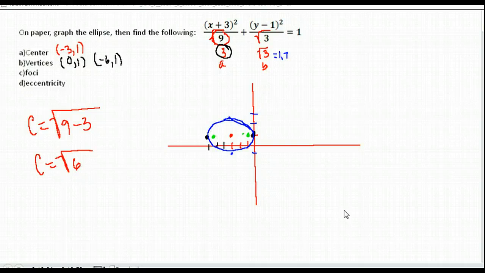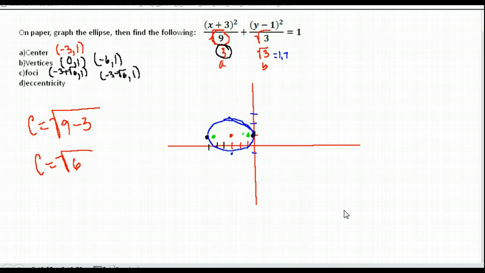When you write those down, however, since the y is not changing, just the x is by root 6, you can write the focus points are at (-3 + the square root of 6, 1) and at (-3 - the square root of 6, 1). And what that does is give you an exact number for your focus point instead of a rounded number.